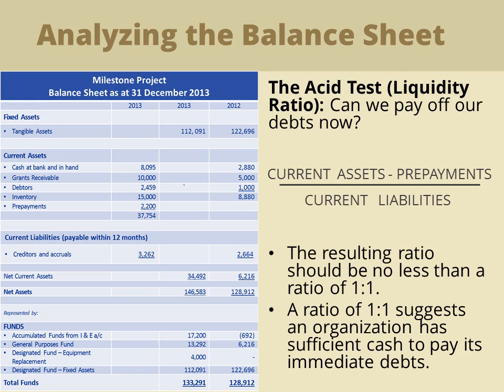The acid test or liquidity ratio asks the question, can we pay off our debts now? It divides current assets minus the less liquid assets such as stocks and prepayments, in other words, short-term debtors and cash balances only, by current liabilities, short-term creditors and overdrafts. The resulting ratio should be no less than 1:1. A ratio of 1:1 suggests an organization has sufficient cash to pay its immediate debts.